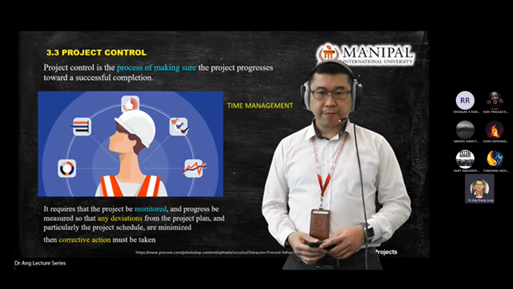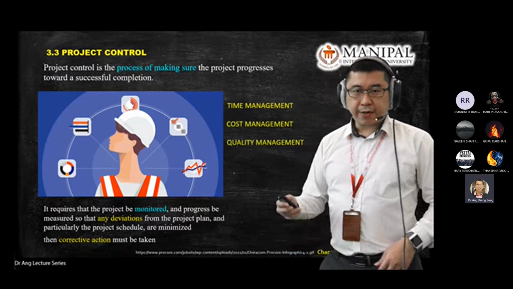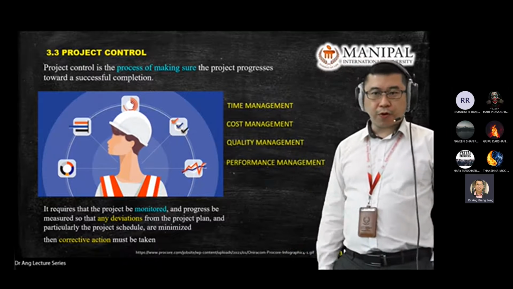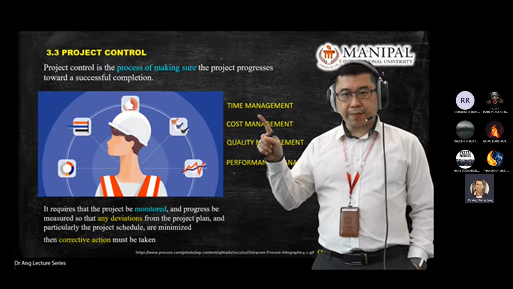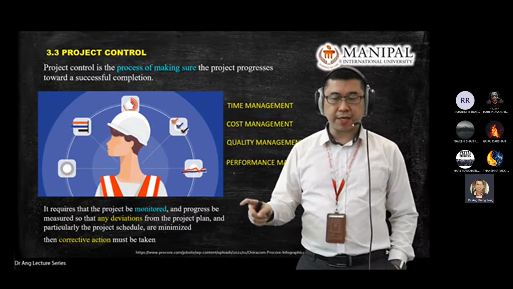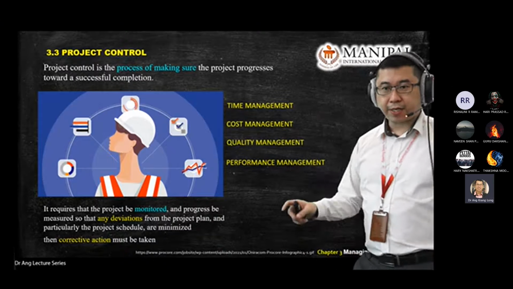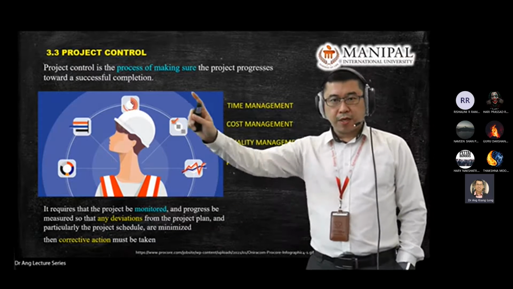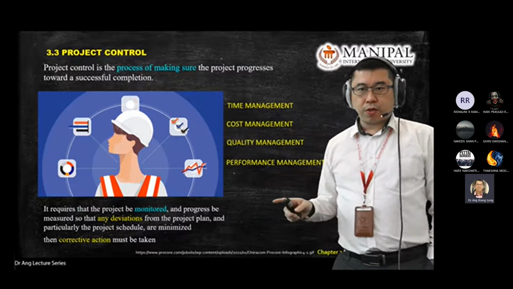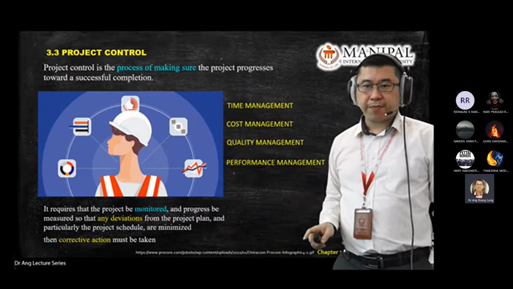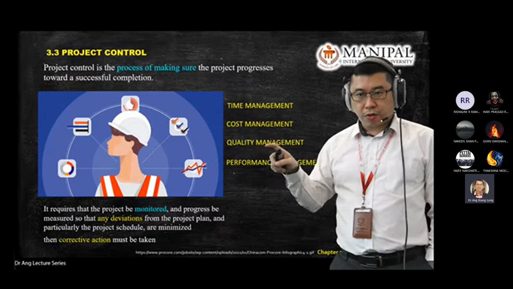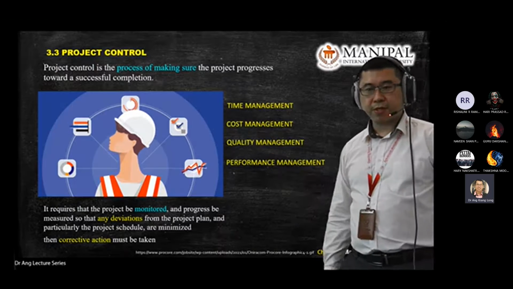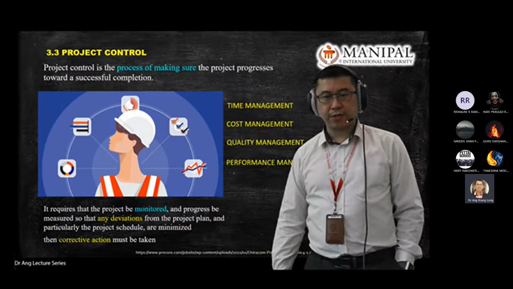Okay, so basically when you do project control, you'll go through these 4 stages. I will not go deep into this one, but based on the name itself, I think you can elaborate on the points that are related to project control. During project control, what you do, you manage time, you manage costs, you manage the quality, and also you manage the performance of the overall projects.